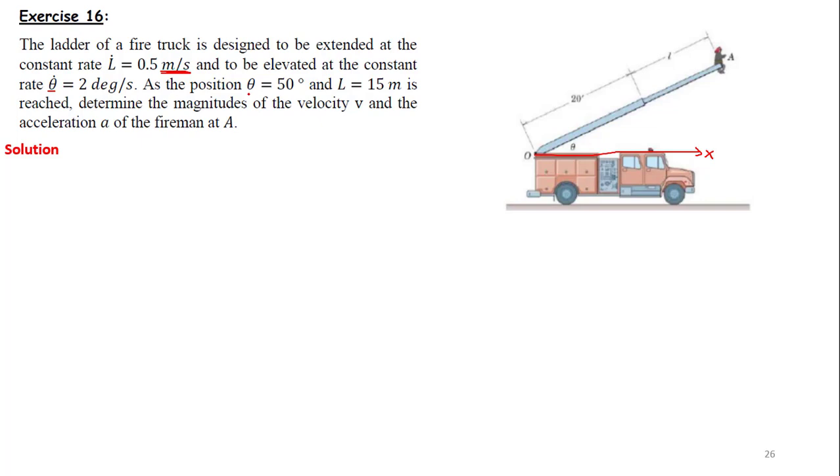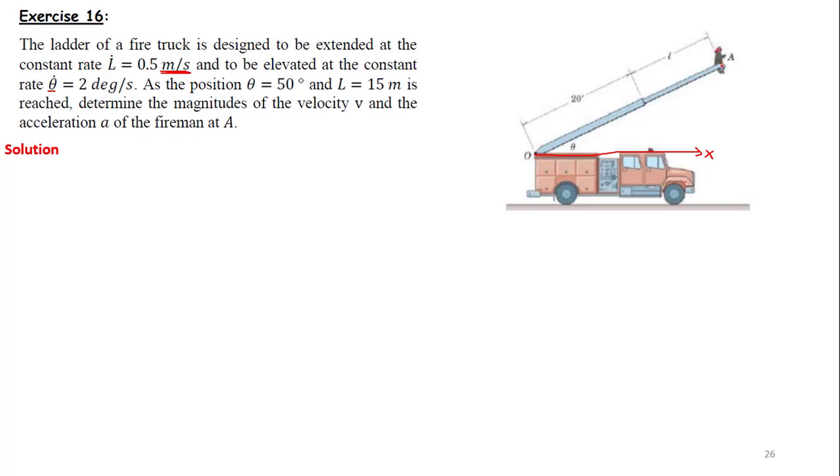As the position theta equal 50 degrees and L equal 15 meters is reached, determine the magnitudes of the velocity v and the acceleration a of the fireman at A. So they said in the question that here we have a fireman.